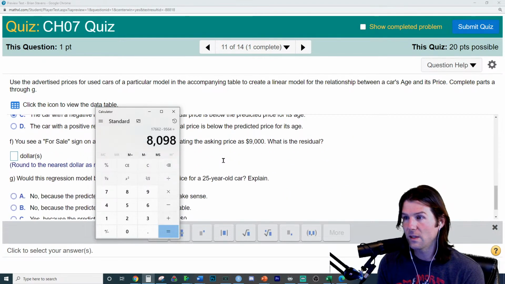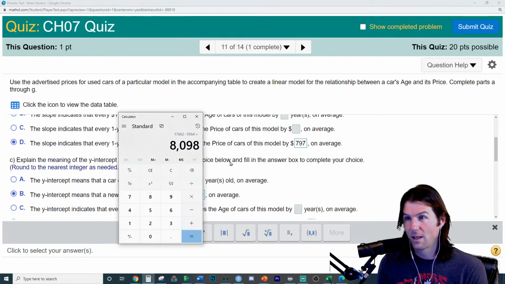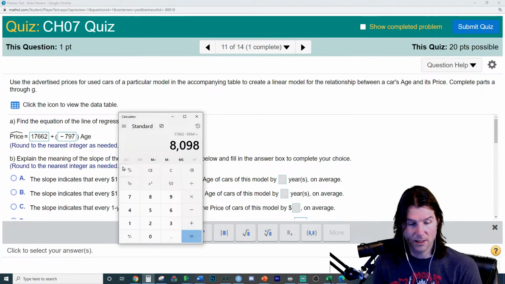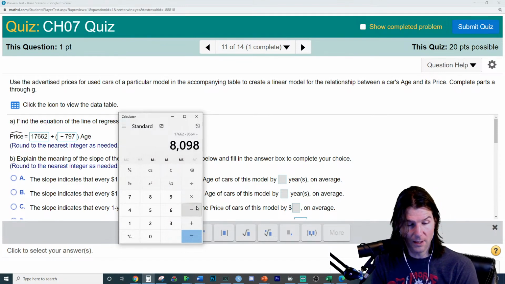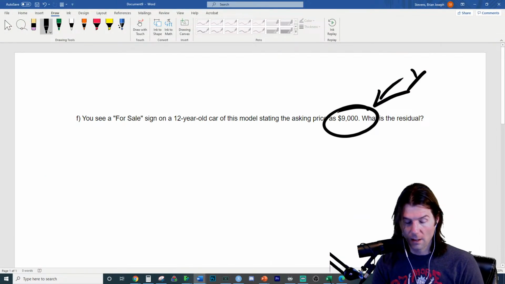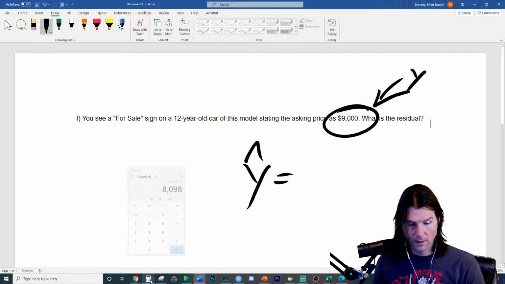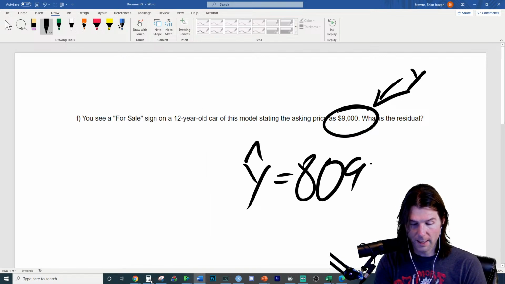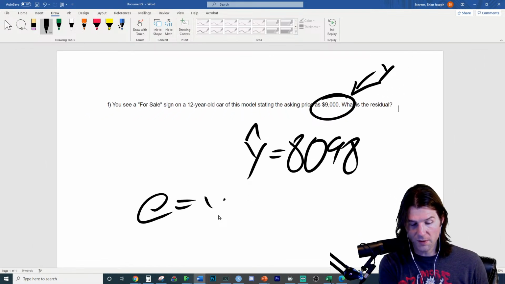Was it a 12-year-old car, it said? So 12-year-old car. And it looks like it's going to be very close to it. I think it was selling for 8,000 or something. So the actual minus the predicted. And yeah, so let's just go that we got it right. So the predicted price is equal to 8098.